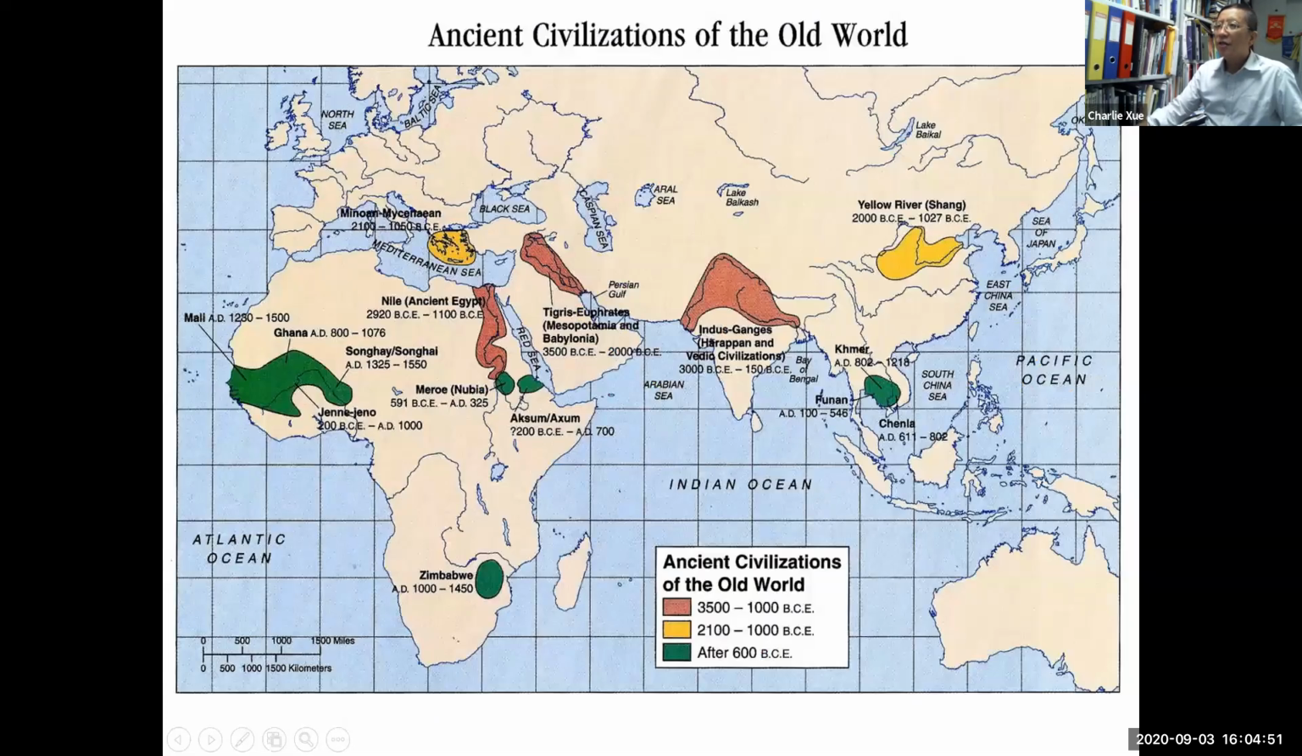This is the old world's civilization, and Greece is here. This is Africa and Asia, Australia. There are some colors, and color means people live here. We can see the time is very early, 2,000 years before AD. That is earlier in India and part of Africa. The green one is closer, 600 years BC. That is the Greek. And the Yellow River is also very early.